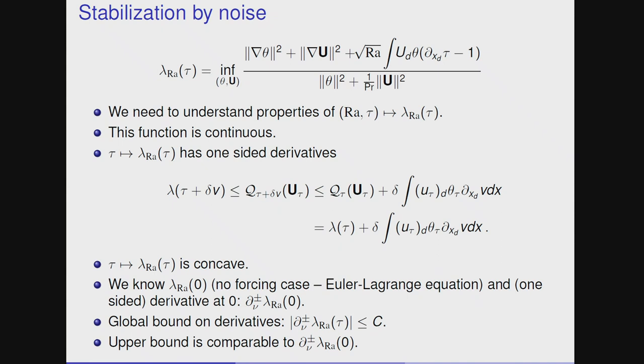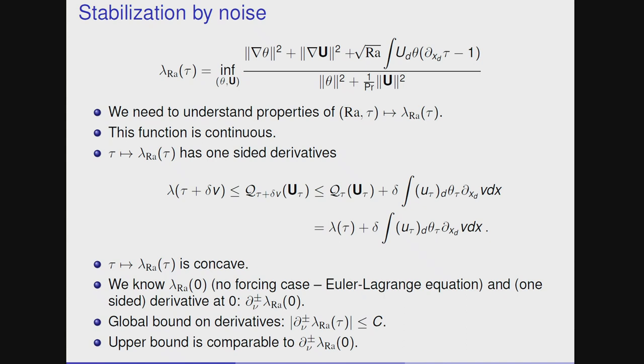But now, if I plug it in, so you see there's a quadratic. Everything is quadratic there. So what I'm going to get is Q at tau, u tau. And the only thing that's sticking out is this term.